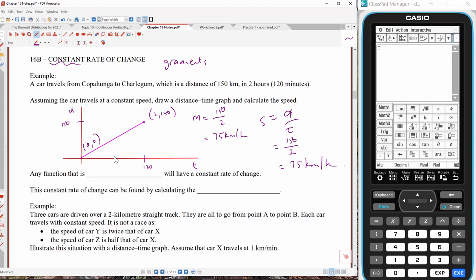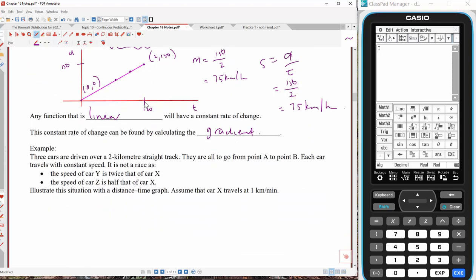Now note that I could have done that anywhere along this line. So I could have taken a point there and a point there, and I still would have got 75 kilometers an hour because we're assuming that the car is traveling at a constant speed. Okay, so it just takes off and goes that speed all the way along. So any function that is linear will have a constant rate of change. This constant rate of change can be found by calculating the gradient. Again, all of this is really, really important stuff when we're talking about calculus.